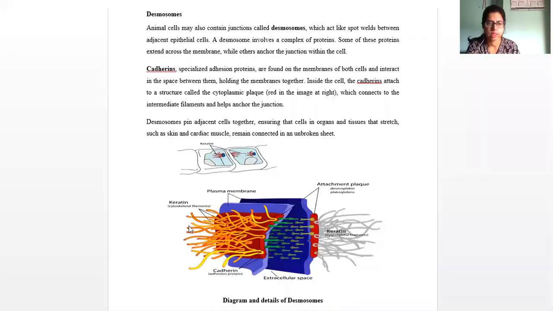You can understand simply by this diagram, where you can see there are two plasma membranes of two neighboring cells, and these are the attachment plaques, and these are the cadherins, which are attached to the intermediate filaments.